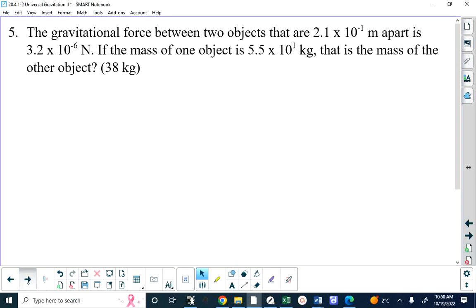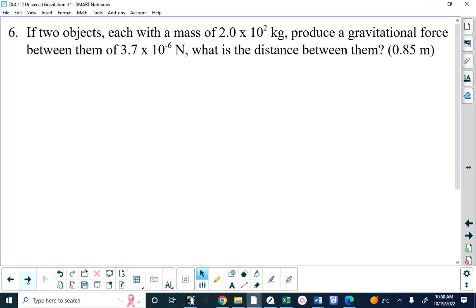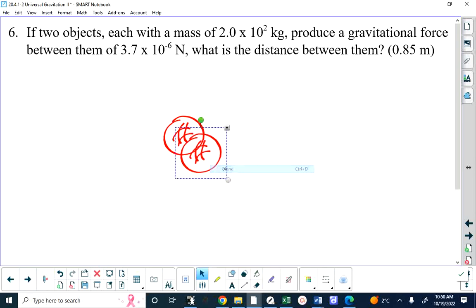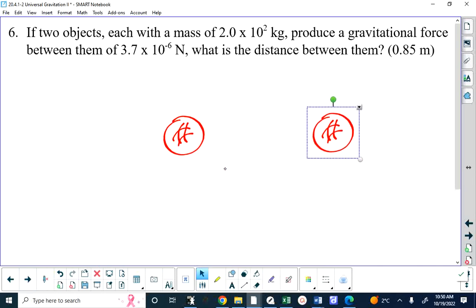So number 6. Two objects, each with a mass of 200 kilograms, produce a gravitational force between them, and then you're asked for the distance between them. And I'm glad you asked about this question. We've got two masses. There's something about this that we haven't really talked about yet in terms of Newton's universal law of gravitation. First of all, when you're asked what is the distance between them, we're assuming it means the distance from center to center.